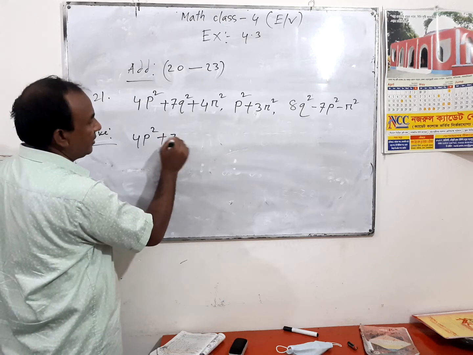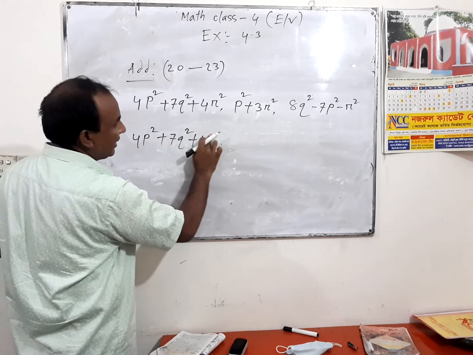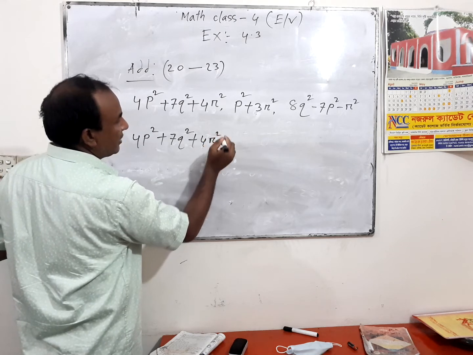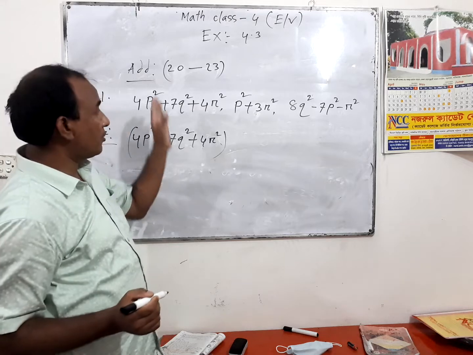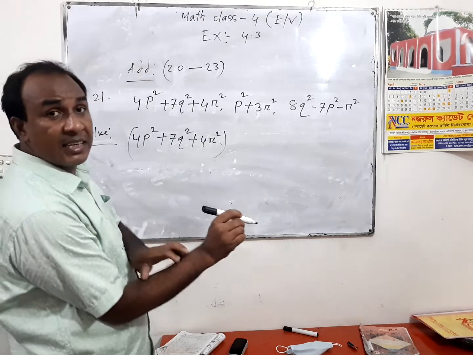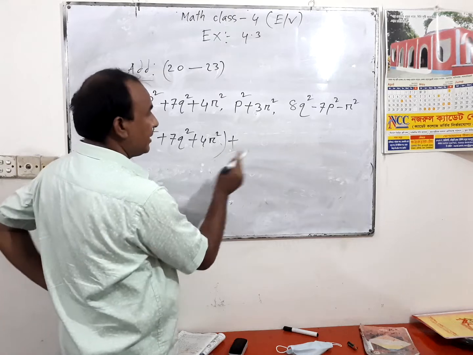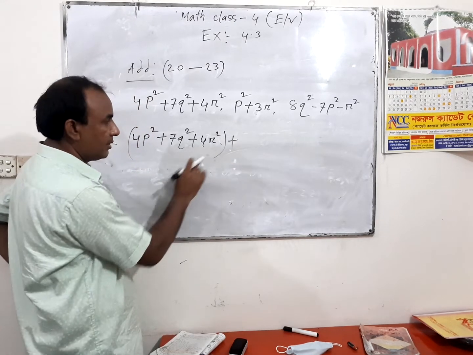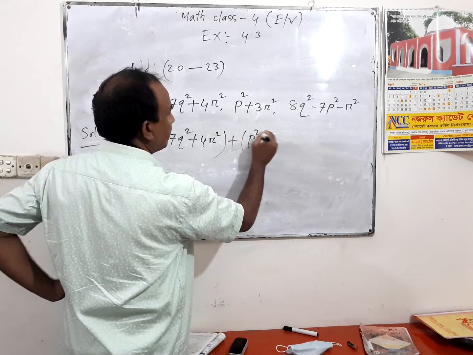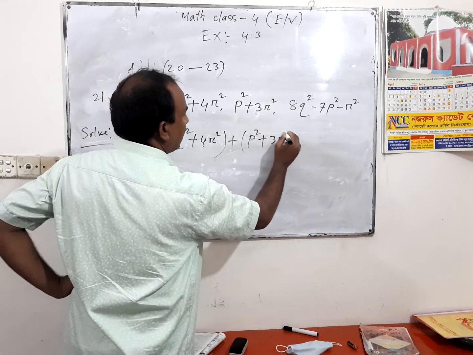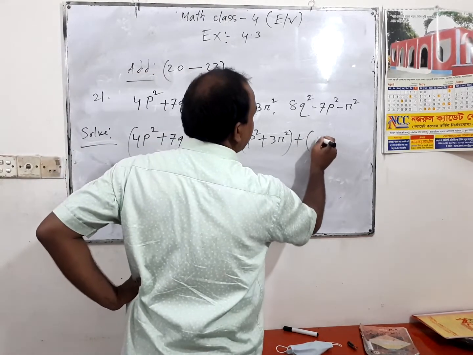As I said before, there are 2 methods. Again and again I am going to describe them. One is one under another, and the other is side by side. I am going to solve this using the side by side method for finding the addition of algebraic expressions.